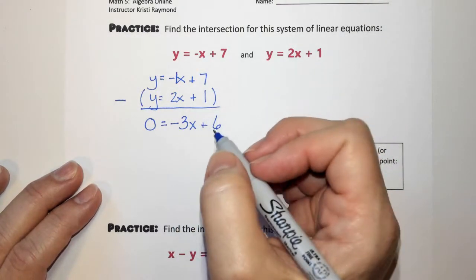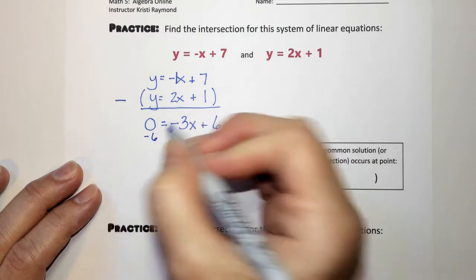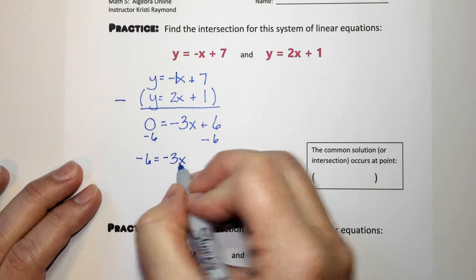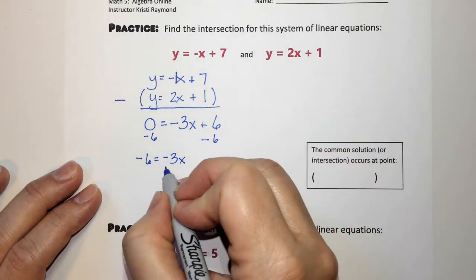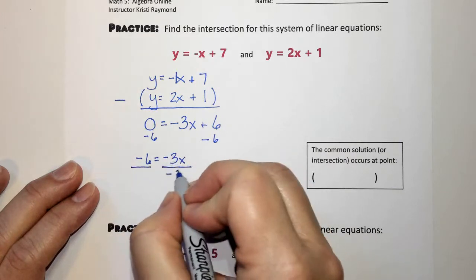All right. Let's go ahead and subtract 6 from each side. That leaves me with negative 6 equals negative 3x plus 0. At this point, it's a one-step algebra problem. Divide both sides by negative 3.